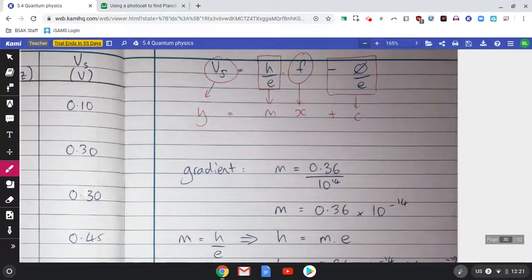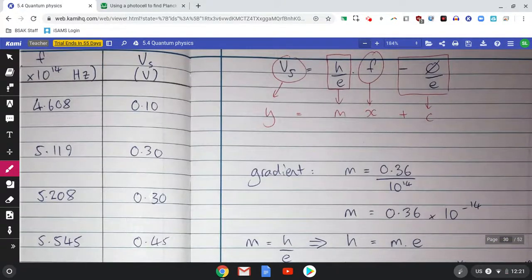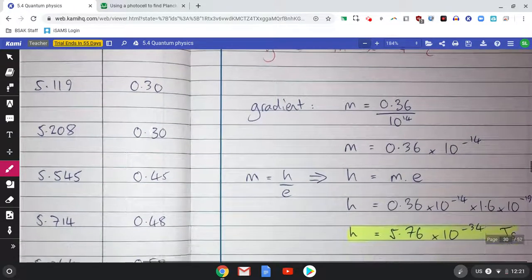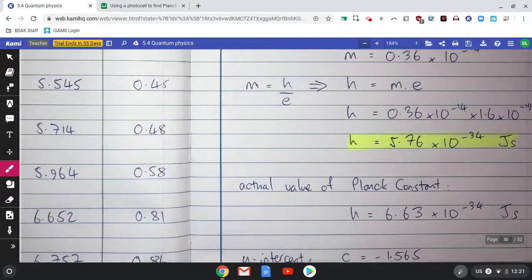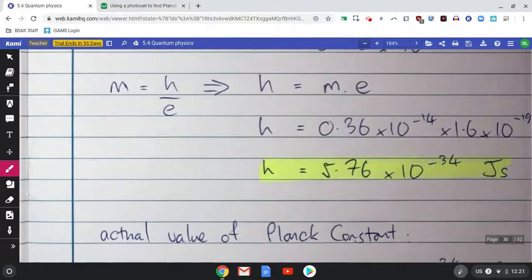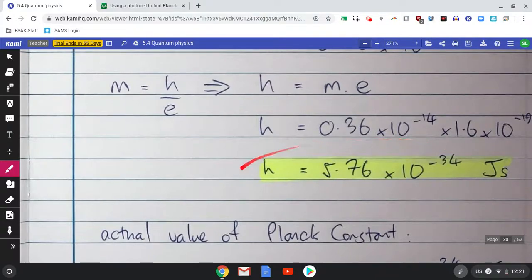And so in my analysis, it's always nice to put that in to justify what you've plotted and how you're going to use the gradients. And that gives me, with my line of best fit, a value of the Planck constant of 5.76 times 10 to the minus 34 joule seconds.